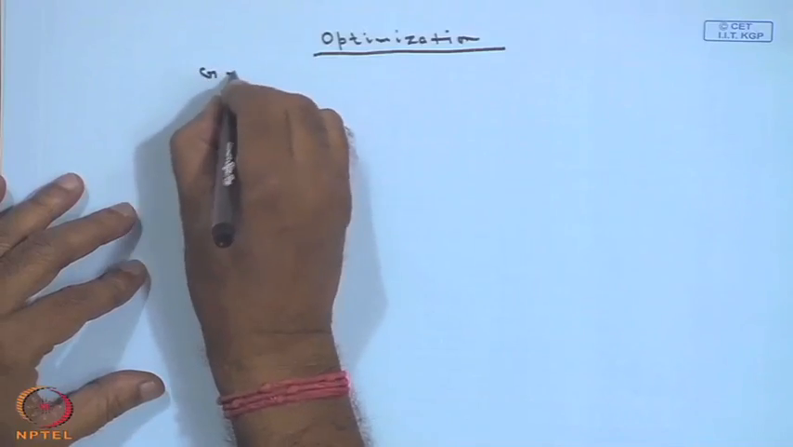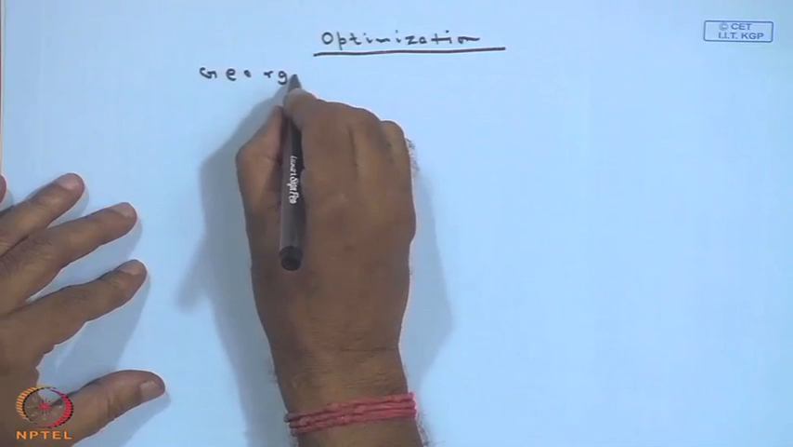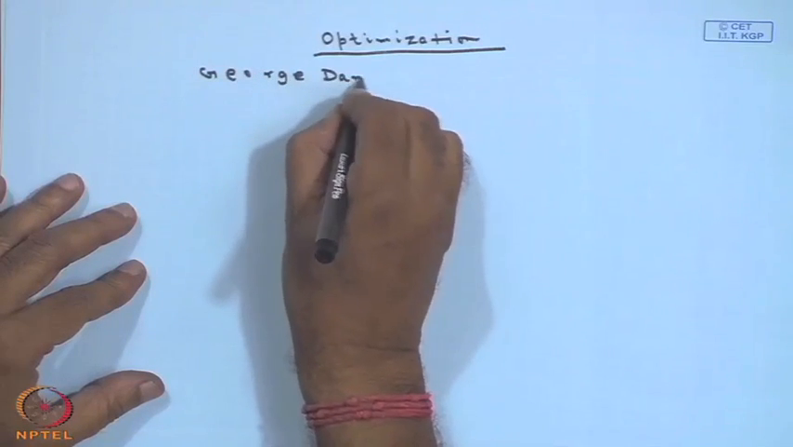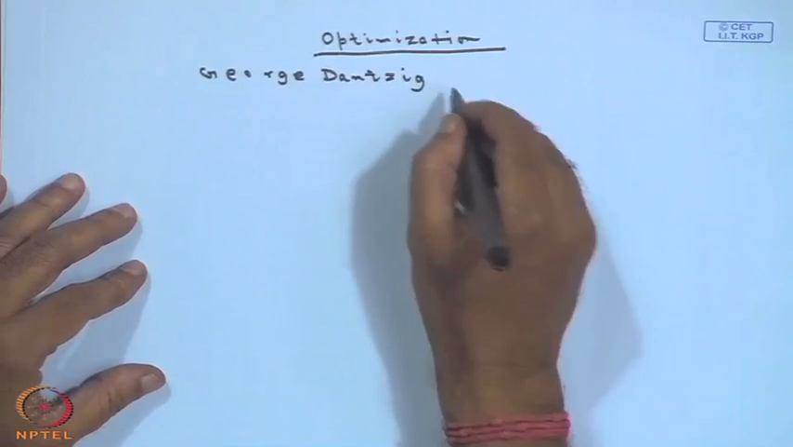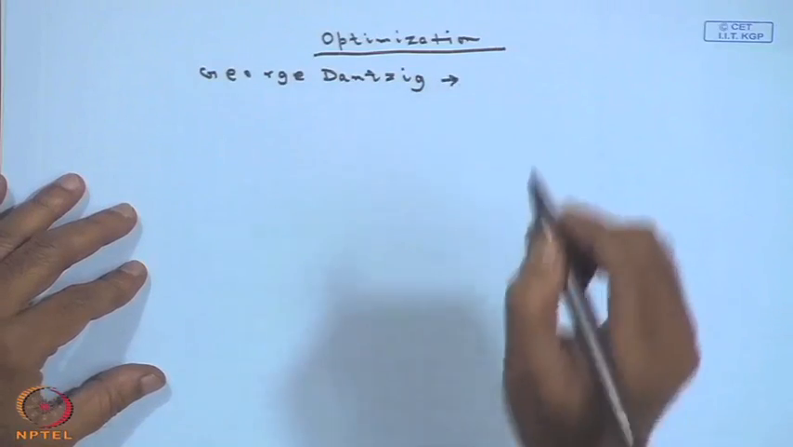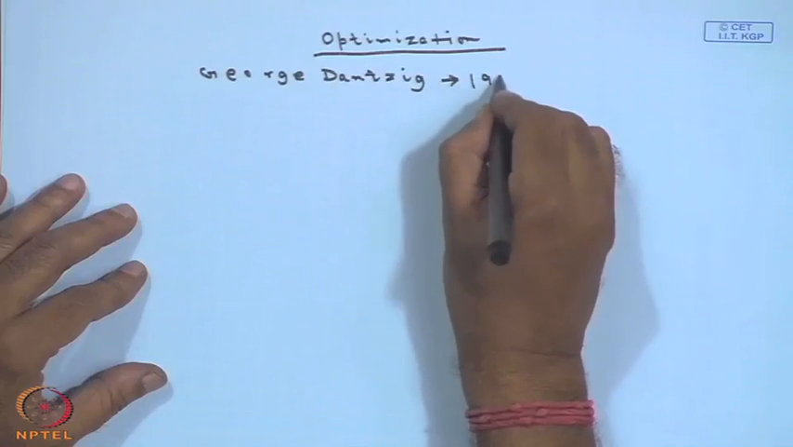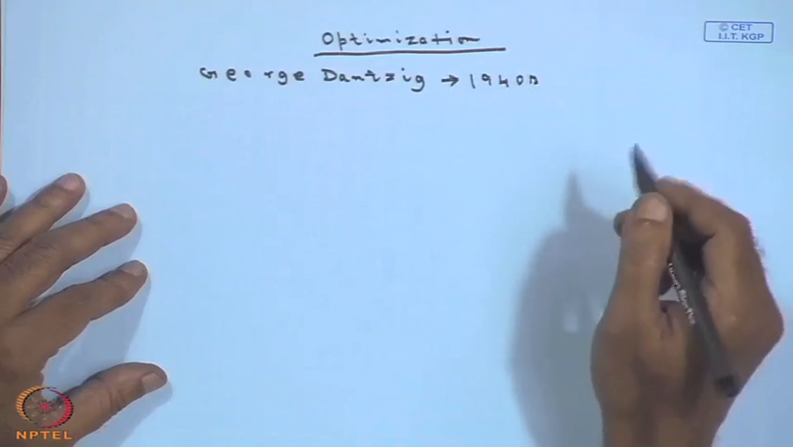Basically, George Dantzig developed the first optimization technique in the 1940s to solve some problems related to military applications. That was the first thing he developed, which we call the linear programming problem, and that was the first optimization technique developed at the beginning.